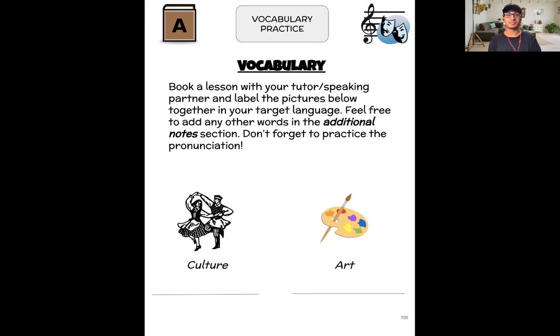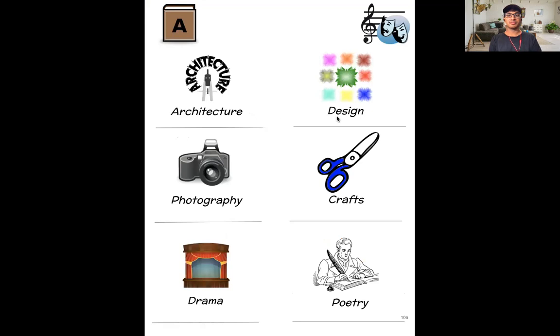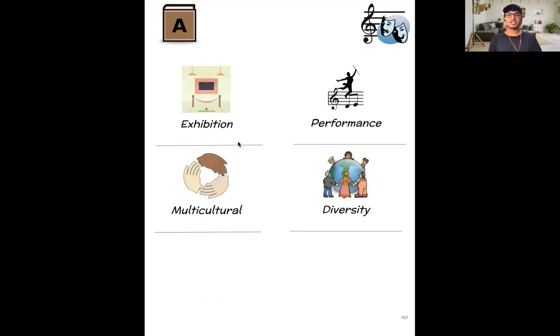upper intermediate course. Okay, so you're going to book a lesson with your tutor or speaking partner and label the pictures below together. We have culture, art, architecture, design, photography, crafts, drama, poetry, exhibition, performance, multicultural, diversity. Of course, as you go through this unit, you're going to encounter so many other words and grammar points and phrases that you didn't know. So make sure you write those down and make a note of them.